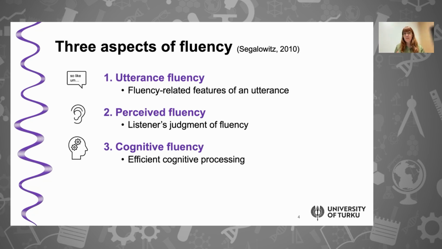But of course, it's also important what kind of an effect these features have on the listener's perception. So this is called perceived fluency, how the listener perceives or judges a person's fluency. This is the view then taken, for instance, in assessment contexts. And underlying both of these aspects is then the cognitive element. So our cognitive processing, how efficiently that works, that then enables us to produce fluent speech, which is then further perceived by others as fluent or less fluent or disfluent.